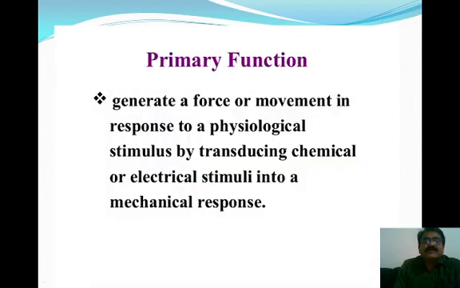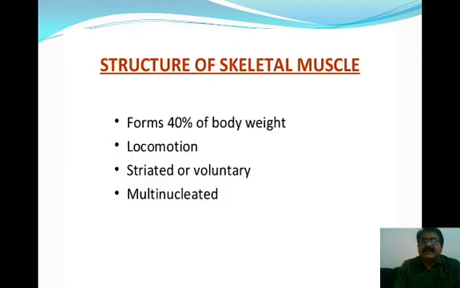Now the primary function of the muscles is the ability to generate force or movement in response to a physiological stimulus by transducing chemical or electrical stimuli into mechanical responses. The structure of skeletal muscle reveals that it makes up 40% of the body weight. They have the ability to perform locomotion in animals.